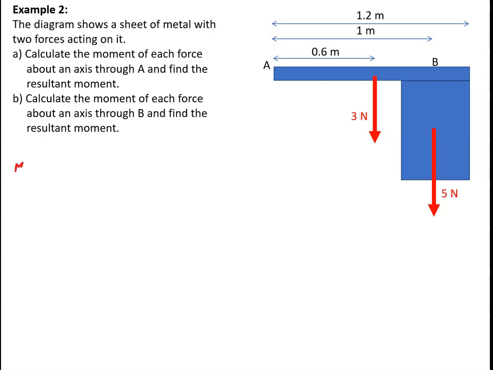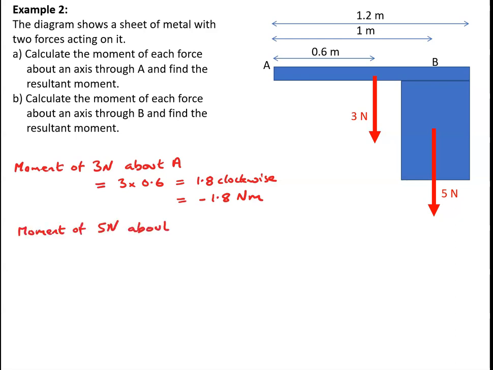So, for part A, the moment of the 3 Newton force about A is 3 times 0.6, but it's trying to turn the sheet of metal in a clockwise direction. So we've got a moment of 1.8 in a clockwise direction, which means that the moment is minus 1.8 Newton meters.